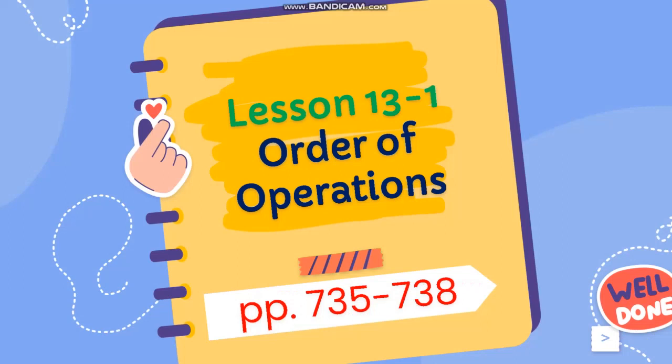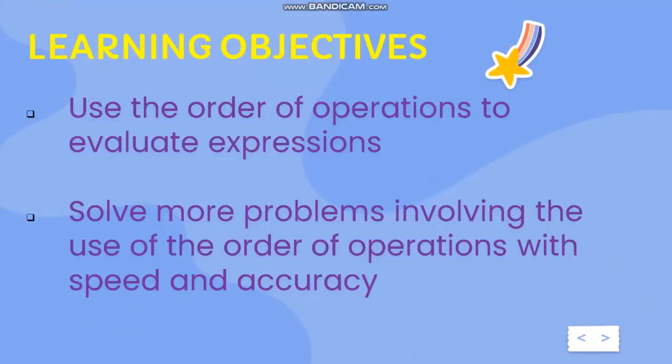Our topic for today is order of operations. This is lesson 13-1. You will find this lesson on page 735 up to 738 from your book. Here are the learning objectives for today's lesson. You're going to use the order of operations to evaluate expressions, and you're going to solve problems involving the use of the order of operations with speed and accuracy.